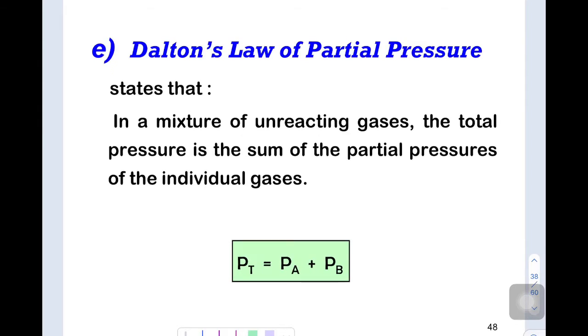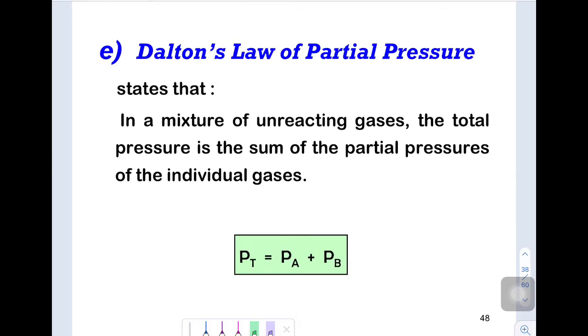Bismillahirrahmanirrahim. Dalton's law. This is the last law that we'll discuss. This Dalton's law is about the partial pressure of the gas. It states that if we have a mixture of unreacting gases, several gases mixed and not reacted in the same container, the total pressure in the container is the sum of the partial pressure of the individual gases. This is the Dalton's law statement.